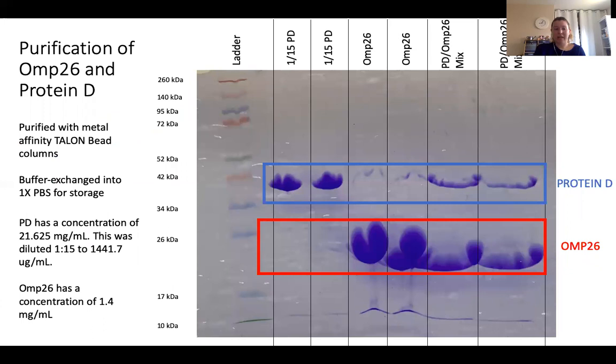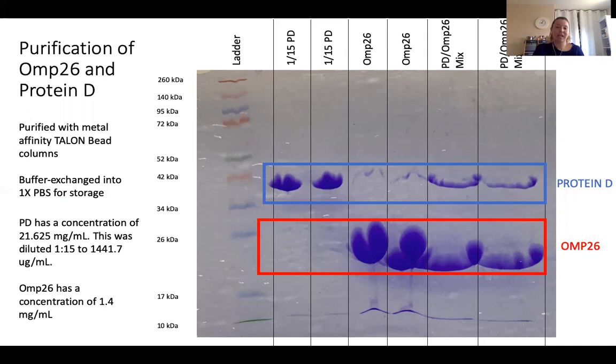So in this image, these are protein D and OMP26 separately, as well as a premixed version of protein D and OMP26 that I did overnight after purification. All of these proteins were exchanged into a salt buffer for storage. This lysis buffer is not so great for long-term storage. I also had to dilute protein D as we had such a high concentration of it generated from the overexpression. We had about 22 mg per ml, whereas OMP26 had about 1, which is great because we had a ton of protein we could work with.